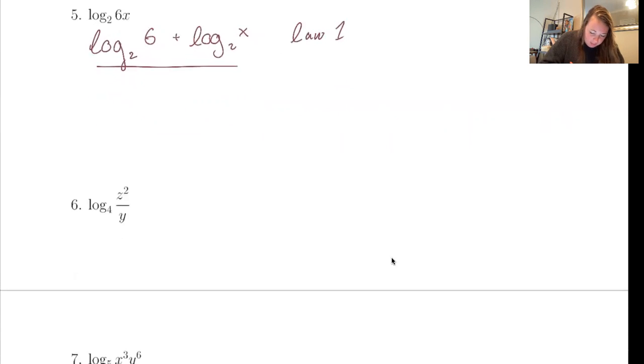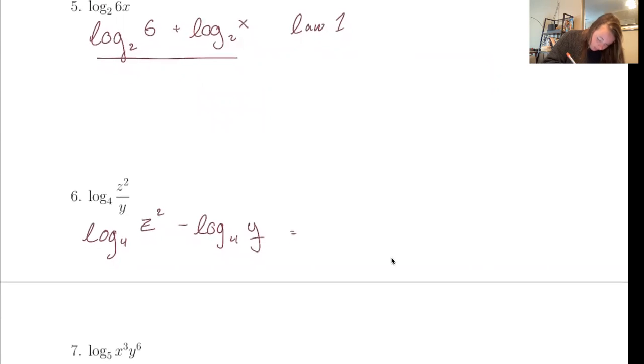All right, so this is the next one, log base 4 of z squared divided by y. So let's get each variable in its own logarithm, and then we'll talk about powers. So z squared divided by y. Law 2 says that this is going to be log base 4 of z squared minus log base 4 of y. But we're not done expanding yet. There's a y here to the first power. Great. But I have a z squared.